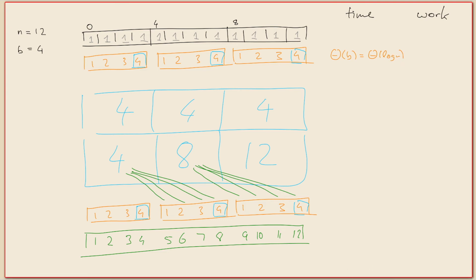Then I have the blue part, which uses the fast parallel prefix sum algorithm that we've just discussed, and its time was log n. But I'm using it on n prime, which is not n, but n divided by the block size, rounded up. So in terms of theta, it's n divided by b. And that, again, is n divided by log n.